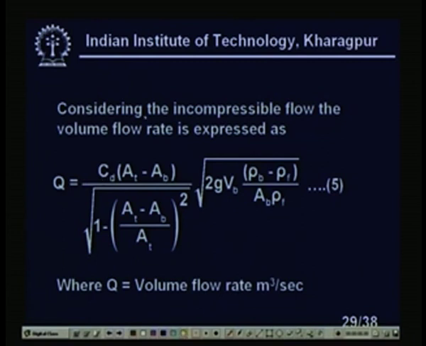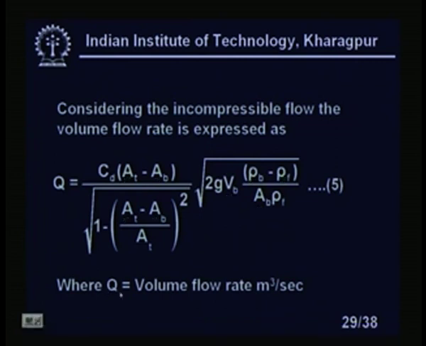The flow coefficient or the discharge coefficient is CD. AT is the area of cross section of the tube, and AB is the area of cross section of the float, or bob. VB is the volume of the bob. Rho B is the density of the material of the bob, and rho F is the density of the fluid. All the legends are given in the next slide.